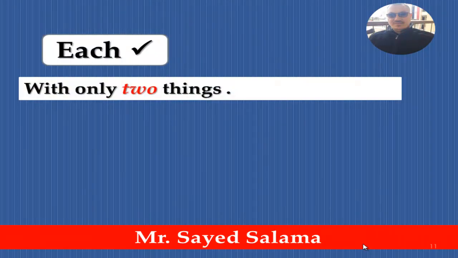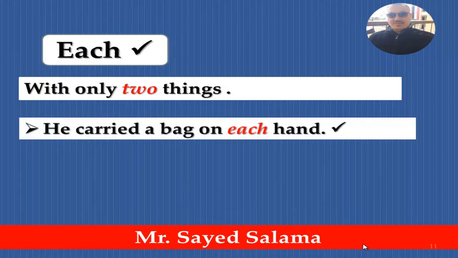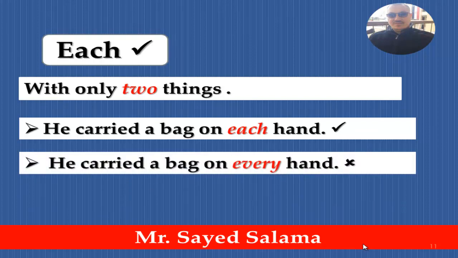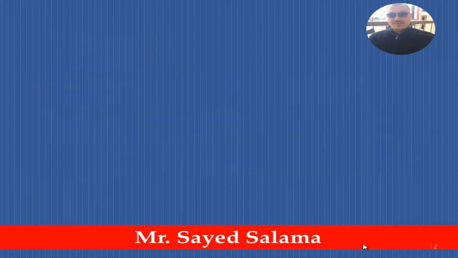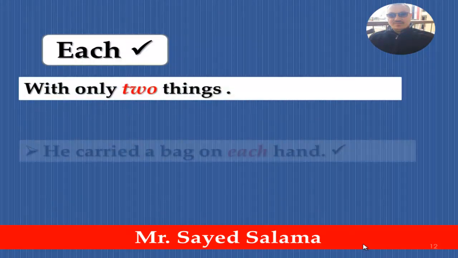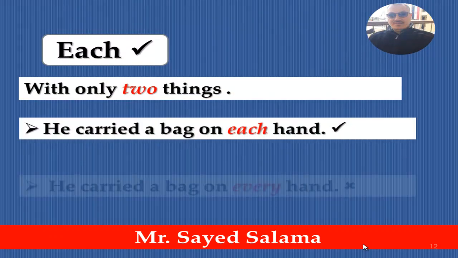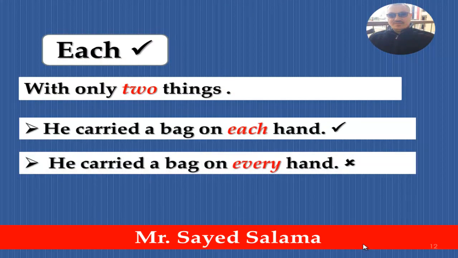Again, each is used when we talk about two things. He carried a bag on each hand. Why? Because we only have two hands. He carried a bag on every hand. This is wrong. You cannot say every hand, because we have just two hands. So this is one of the differences between each and every.